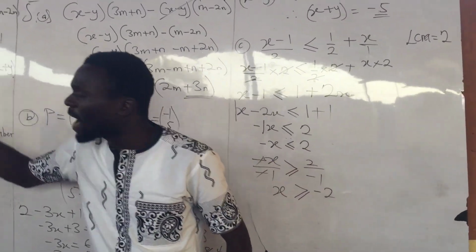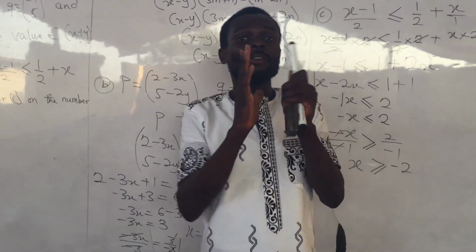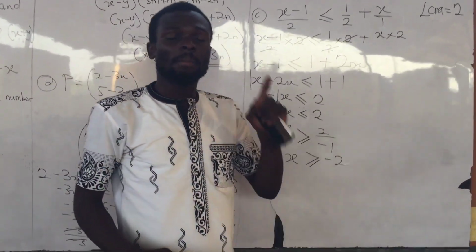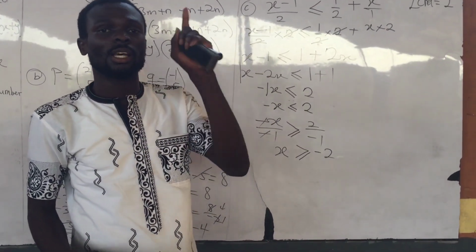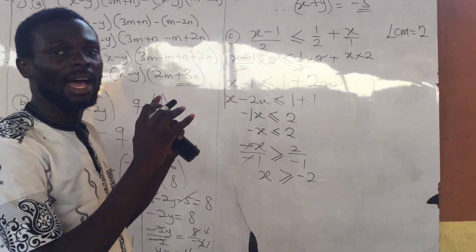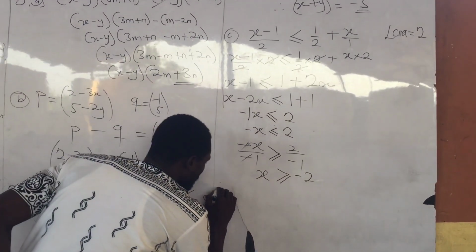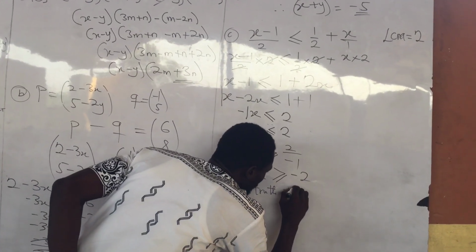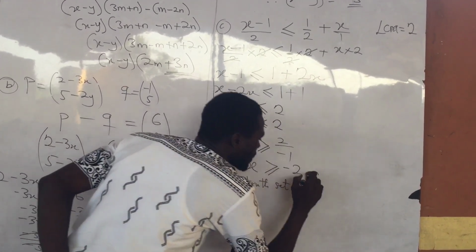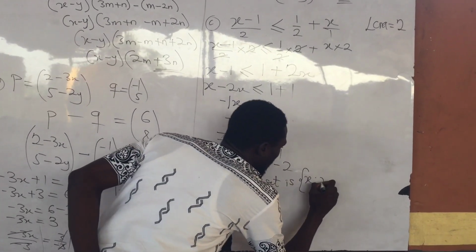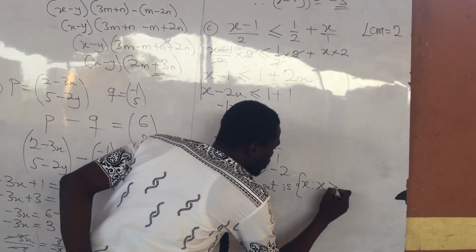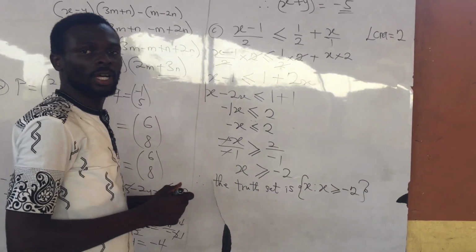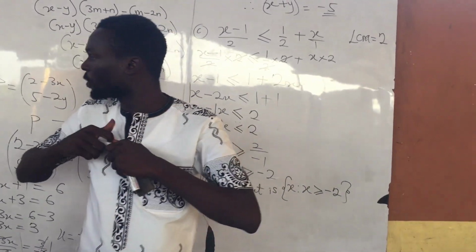The question said find the truth set. If you were to find the value of x, then we will say therefore x is equal to negative 2. But we have been asked to find the truth set. So we state our answer in set form. So we will say therefore the truth set is, in set form, x such that x is greater than or equal to negative 2. And this is the truth set of x, just as we are to solve for x.